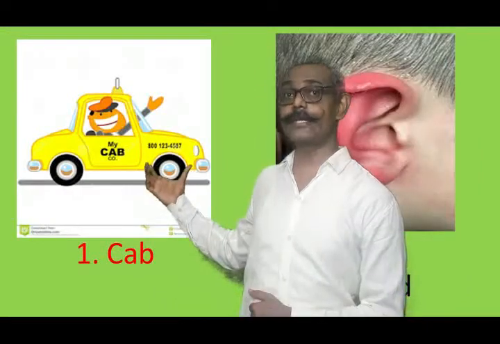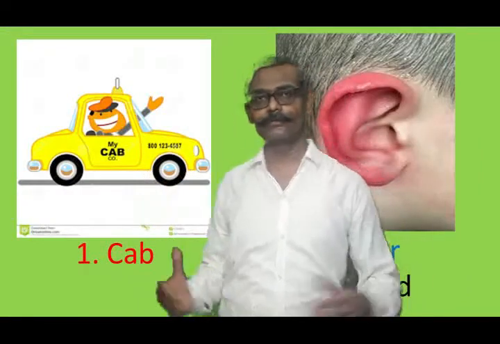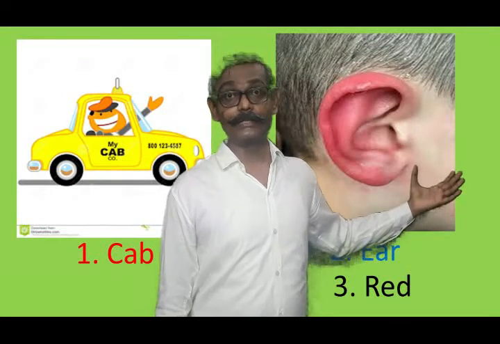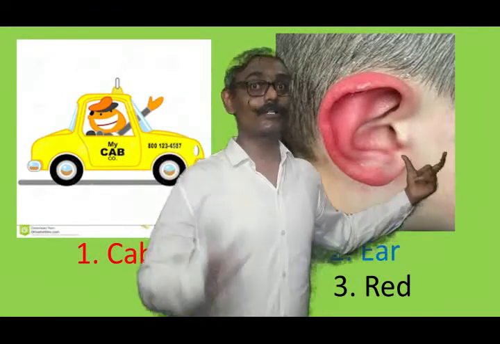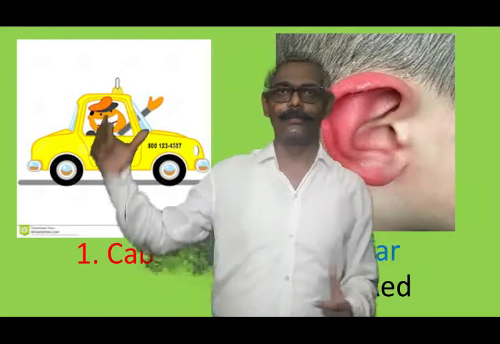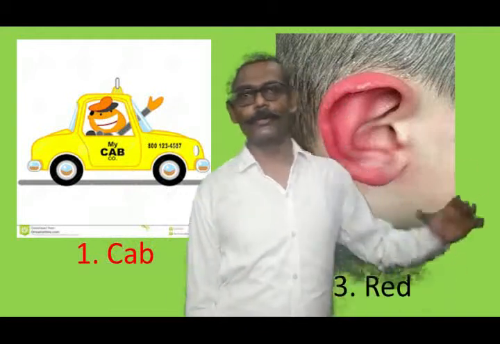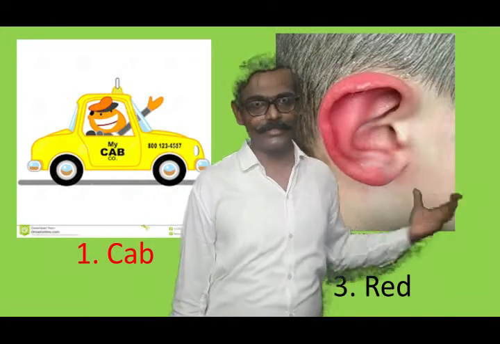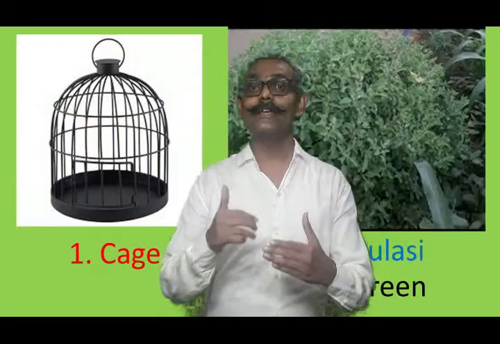What is here? Cab, a non-living thing. Here is a part of the living thing. Ear. And what is the color of the ear? Red, red ear. Number 1, cab. Number 2, ear, and the color is red. Is it clear? Now see the next slide.